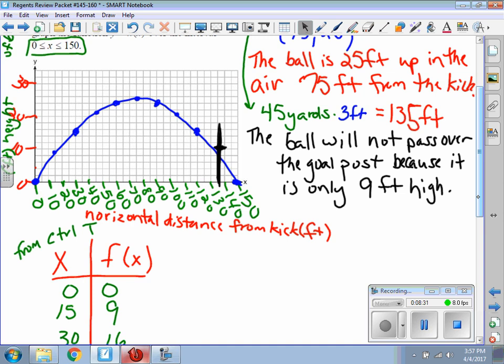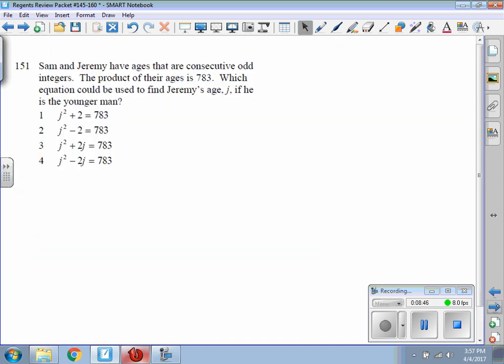So now we're going to move into some different kinds of problems that apply operations with our polynomials and our binomials in some different kinds of ways. So now we're going to go to 151. In 151 it says, Sam and Jeremy have ages that are consecutive odd integers. The product of their ages is 783. Which equation could be used to find Jeremy's age, J, if he is the younger man?